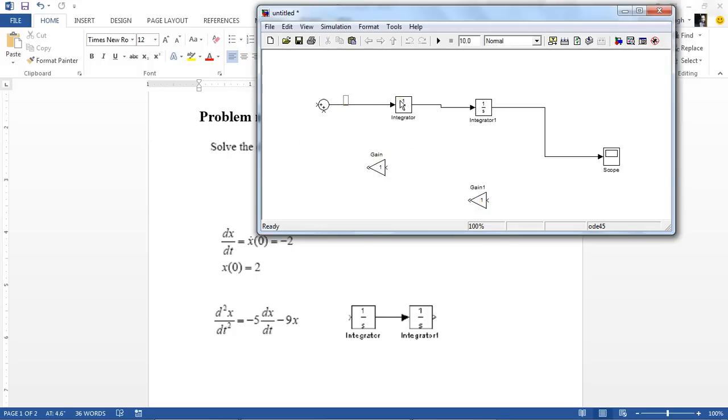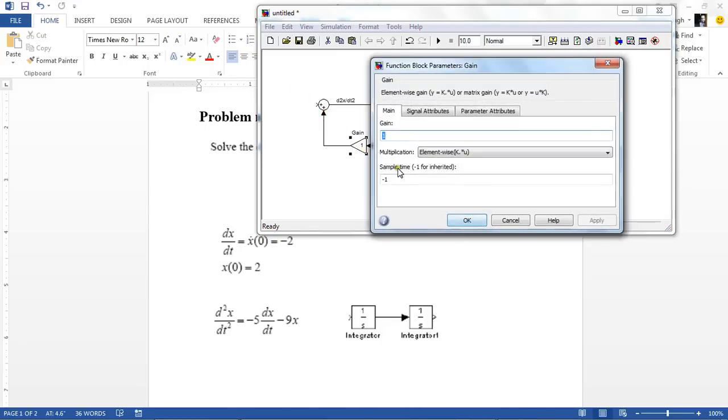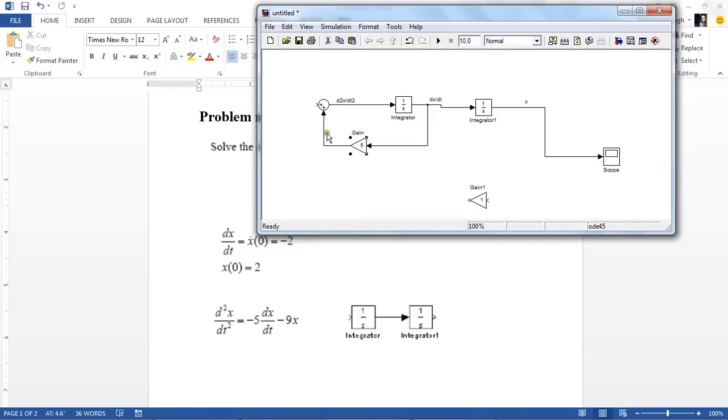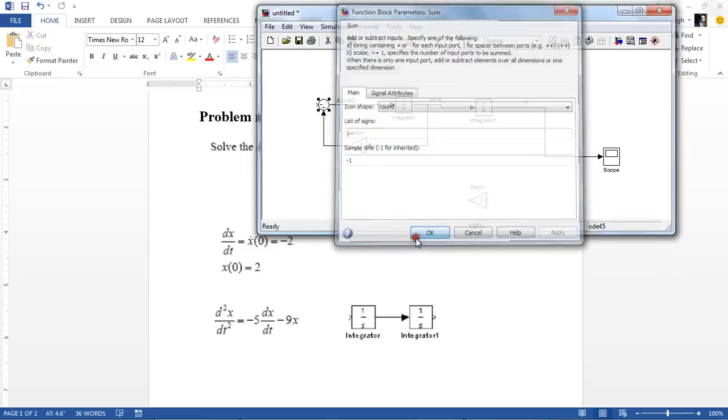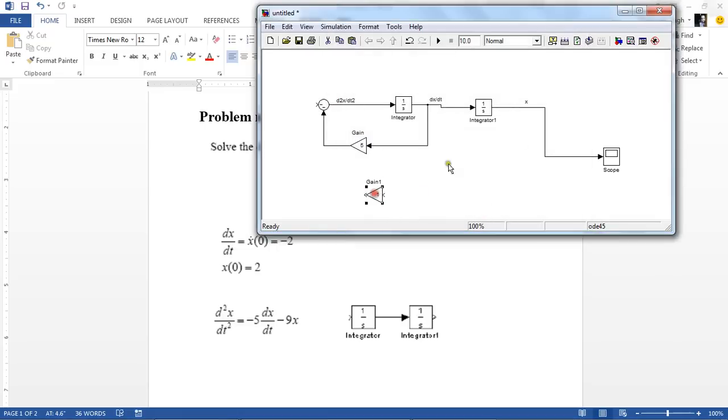Now this is d square x by dt square. The output is dx by dt. Over here the output is simple x as defined over here. Now dx goes into the gain, it goes into this summation, and the gain is 5 as defined over here. We'll change the signs over here. You can change the sign of the summation sign, keeping both negative.